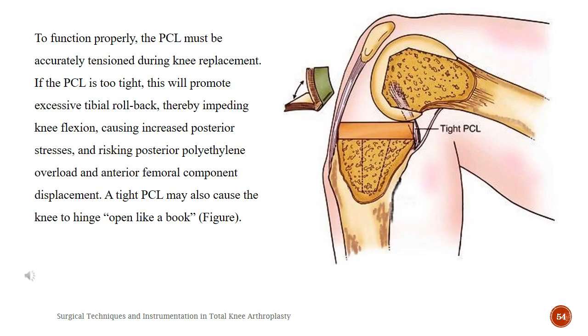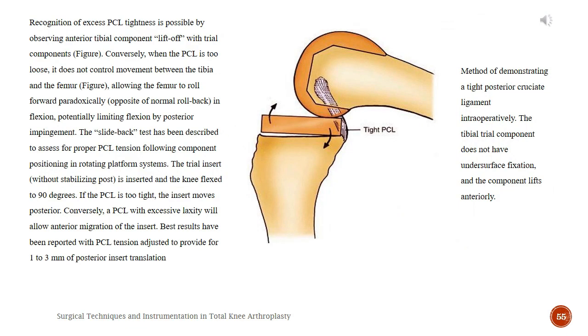Classic measured resection technique. To function properly, the PCL must be accurately tensioned during knee replacement. If the PCL is too tight, this will promote excessive tibial rollback, thereby impeding knee flexion, causing increased posterior stresses, and risking posterior polyethylene overload and anterior femoral component displacement. A tight PCL may also cause the knee to hinge open like a book. Figure. Recognition of excess PCL tightness is possible by observing anterior tibial component liftoff with trial components.